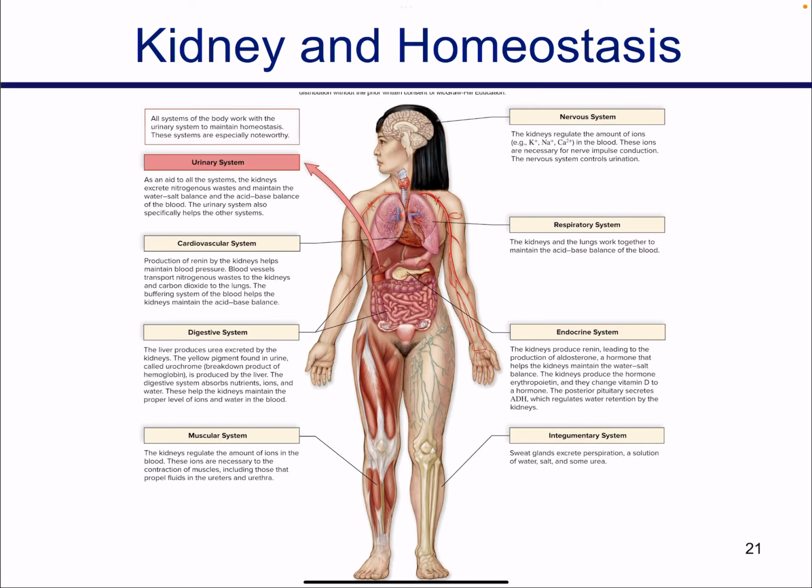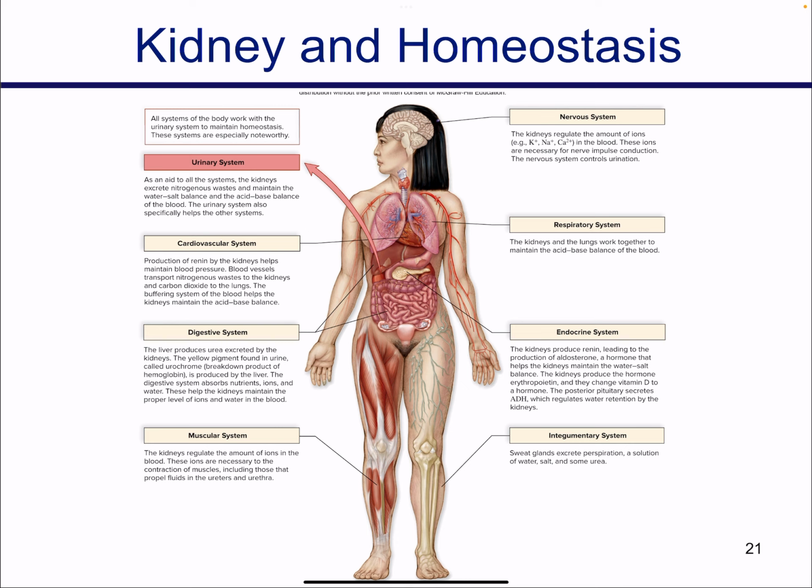Hello everyone. In this second part, we are going to see how the urinary system is involved in homeostasis and also some issues associated with the dysfunctioning of the urinary system. Now, the urinary system interacts with many systems in our body, virtually all the systems in our body. Let's start with the cardiovascular system.